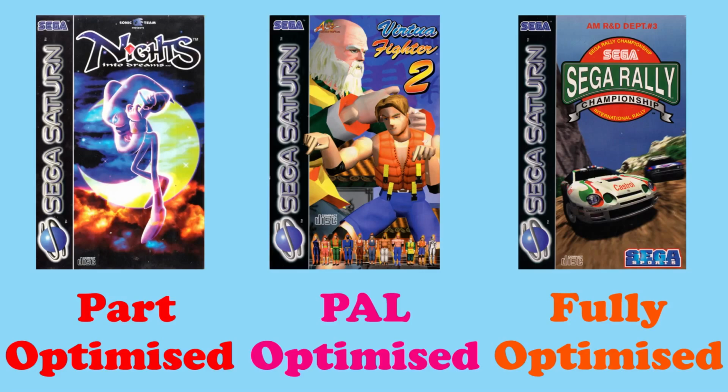Now, other optimizations like Virtua Fighter 2 are what we're kind of regarding as generally PAL optimized. Basically, in Virtua Fighter 2's case, the fighting gameplay is fully PAL optimized. The actual menu screens, bizarrely, and the character selection screens aren't PAL optimized. So there's this weird sudden aspect ratio change. It looks unprofessional and it looks very sloppy, but it occurs.